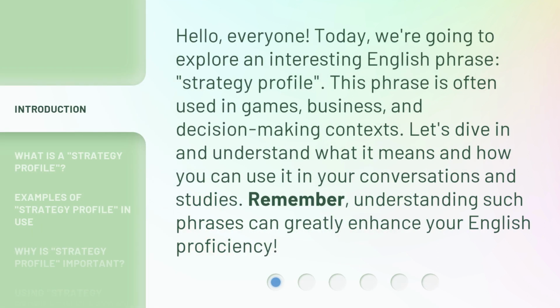Hello, everyone. Today, we're going to explore an interesting English phrase, strategy profile. This phrase is often used in games, business, and decision-making contexts. Let's dive in and understand what it means and how you can use it in your conversations and studies. Remember, understanding such phrases can greatly enhance your English proficiency.